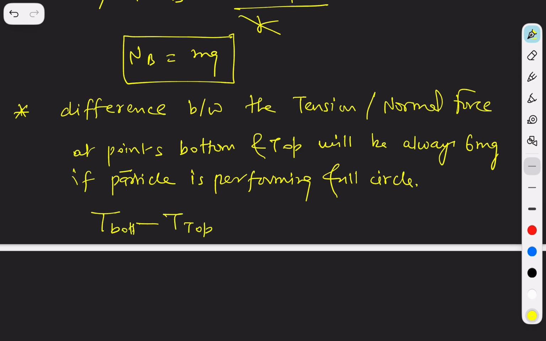6 mg. Or if you want to write n bottom minus n top, it is going to be what, guys? Always 6 mg. Okay, so you can remember it as a result. If you remember this, guys, automatically, we don't need to solve this NB problem.